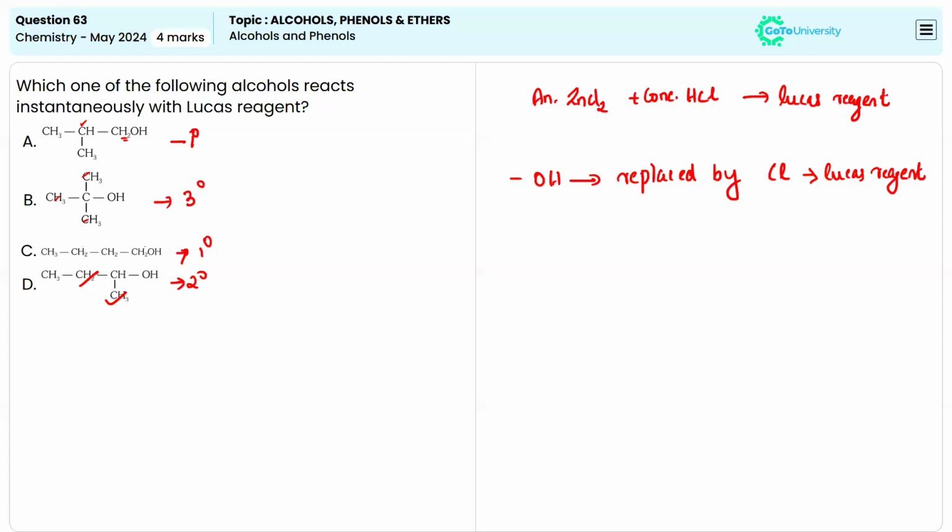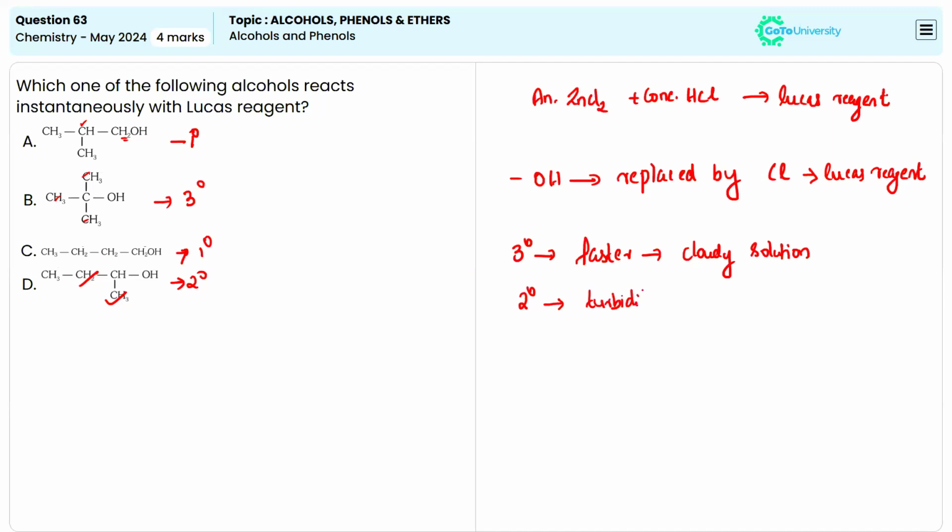If you compare the reactions of different alcohols with Lucas reagent, the tertiary alcohols react faster, instantaneously, and they produce a cloudy solution. Next, the secondary will show turbidity, but not that fast. So tertiary is the fastest in reaction. The secondary will react and produce turbidity, but it will take some time, within a few minutes.